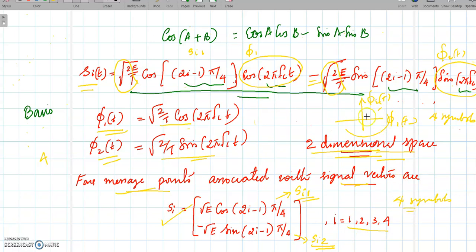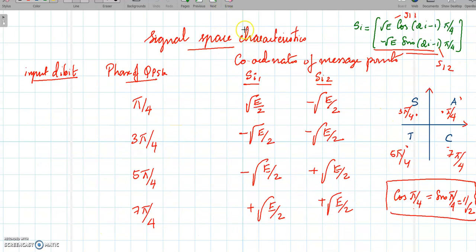And you know each of these points is represented in this two-dimensional space. Okay, so corresponding to S1 you will have s11 and s12, that is, the component of the first signal along the first basis function and along the second. Similarly s21, s22. Similarly you have a total of 4 signals. Now you have to draw the signal space diagram. For that, first you write down the phases. So you have a total of 4 phases: pi by 4, 3 pi by 4, 5 pi by 4 and 7 pi by 4. Okay, now you draw this.